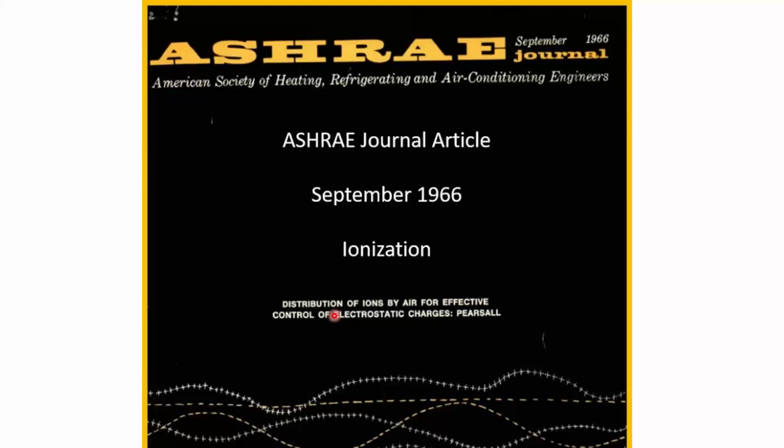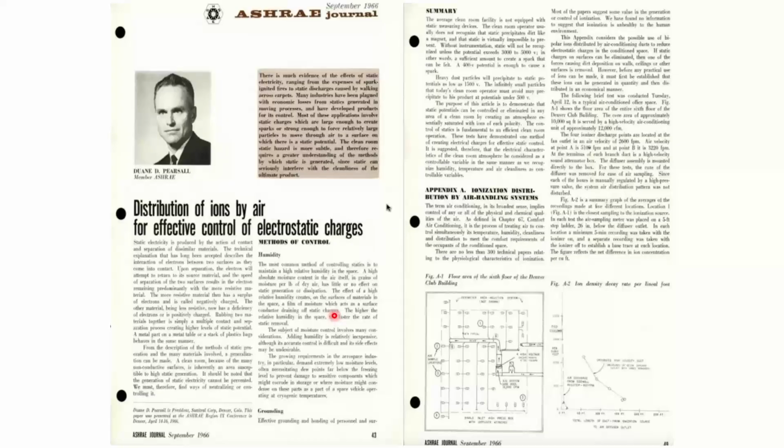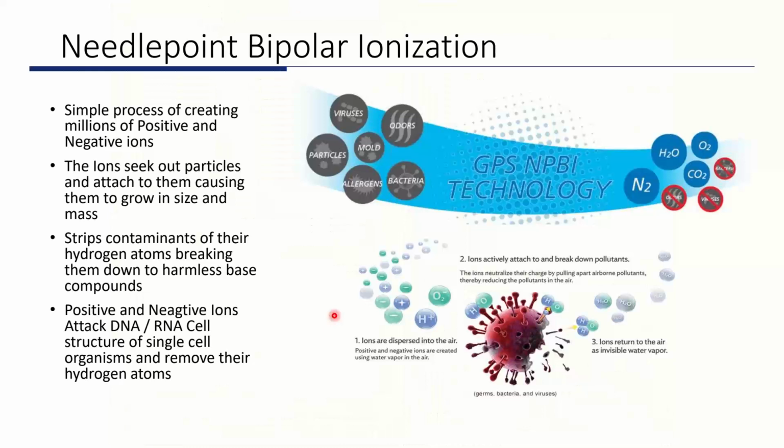In fact, the ASHRAE Journal last month, 2 months ago, trying to think, had a pretty good article on ionization for indoor air quality reasons. But this one was for catching dust and debris and for controlling static electricity in buildings, was this article's original purpose. All right, so the bipolar ionization.